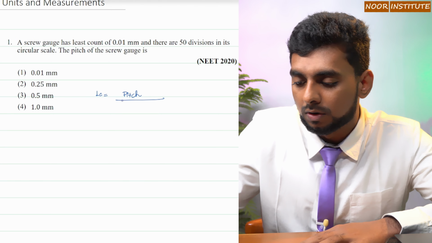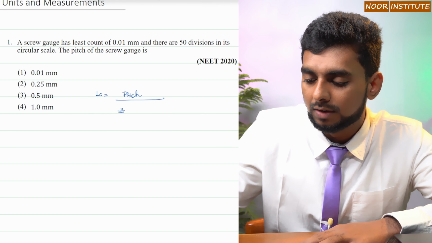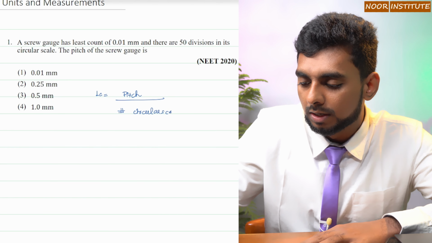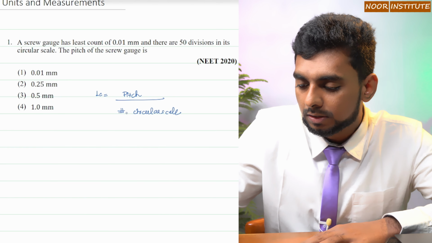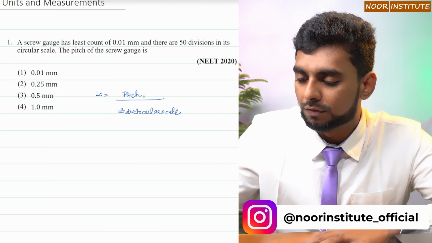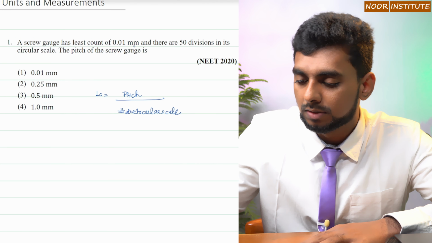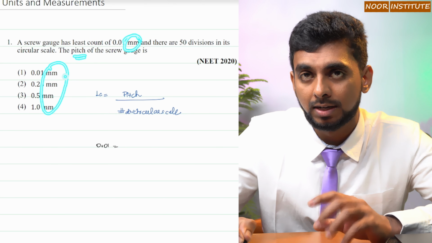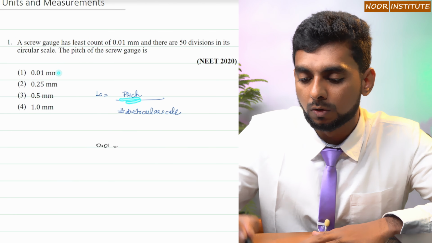So we should know the concept already because we have discussed that in the theory part. So we have pitch divided by number of divisions in the circular scale, right? So that is what you will get. In order to find the pitch, which is something that we need to find, the least count is given, which is 0.01 millimeter. So least count is already known, 0.01 millimeter. So we should stick to that convention, right? Here they have given it in millimeters. Therefore, the pitch should also be measured in millimeters, right? So the answer that you are going to get for the pitch will also be in millimeters, right?